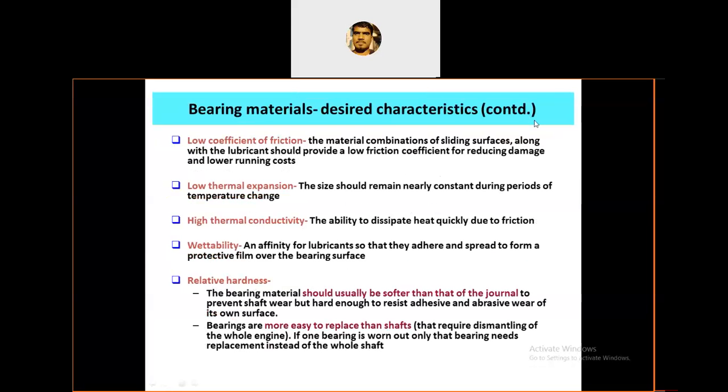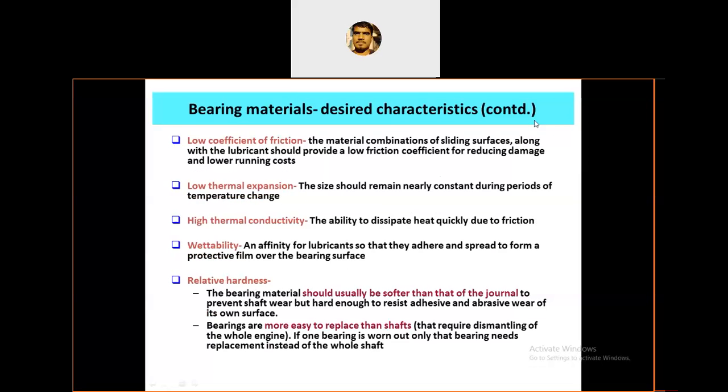So next, another property of the bearing materials. Again, a low coefficient of friction. So you already know what is meant by low coefficient of friction. What is meant by coefficient of friction? Small f. Tell me the equation at least. Small f is equal to frictional force divided by operating load, W, capital F by W.